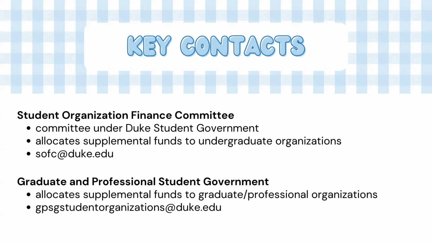And then the second question, with which of the following can you apply for funding? The two correct answers are SOFC and GPSG. SOFC for undergraduate groups, GPSG for graduate groups. Again, SOP Finance, you cannot apply for funding through them. They do not have funding to give you. And my office also does not have funding that we can give out. So just a couple of things that I wanted to share there as we're moving through this.